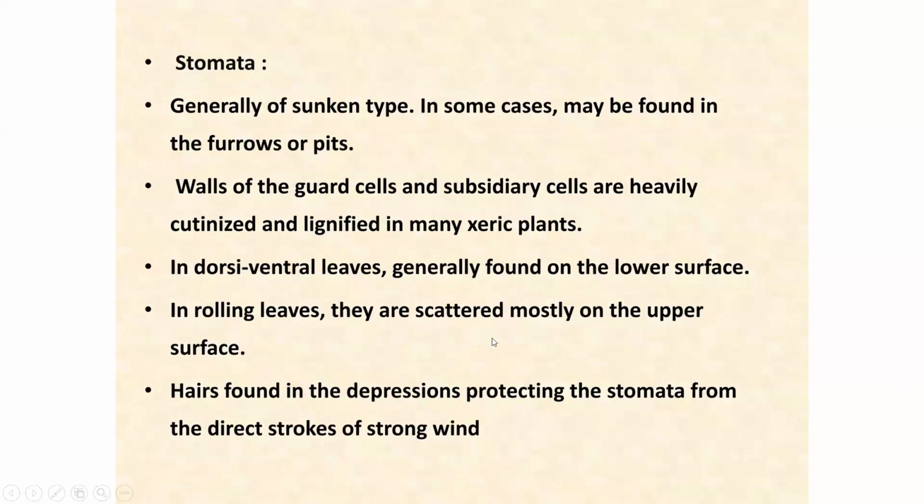In rolling leaves, they are scattered mostly on the upper surface. So here the stomata distribution also varies. In dorsiventral leaves, stomata are generally present on the lower epidermis, whereas in rolling leaves, that is in the grasses, they are scattered on the upper surface. Hairs are found in the depressions, protecting the stomata from the direct stroke of strong wind. So here the hairs are found in this depression at the region of stomata, and these hairs protect them from the strong wind.